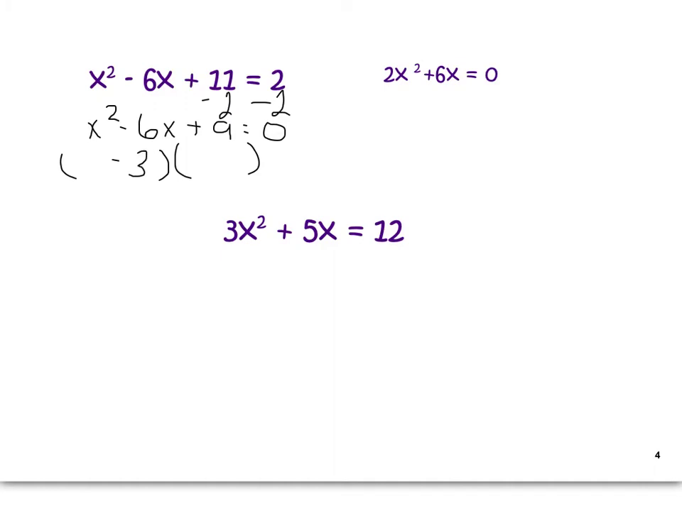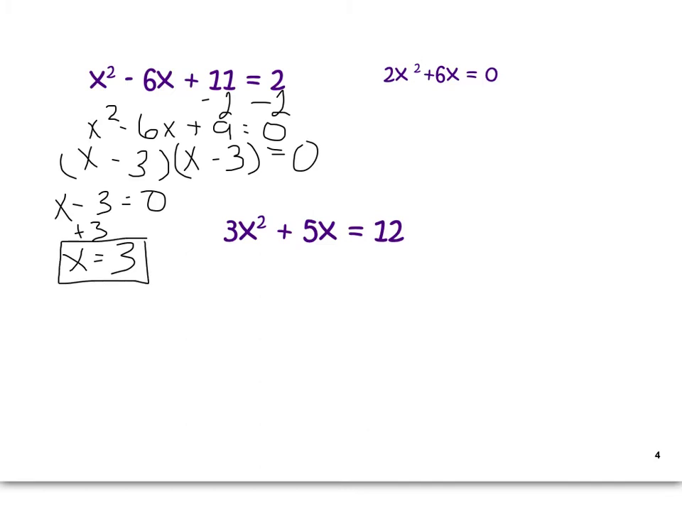Now it's time to factor. I have a negative 3 and a negative 3. Okay, so same idea here. x minus 3 equals 0, and I'm only going to write it once because I see that it's written twice already. x equals 3. Now I could solve for the other one and also get x equals 3. But x equals 3 is the same as x equals 3, so I'm not going to do it twice. So final answer, x equals 3.